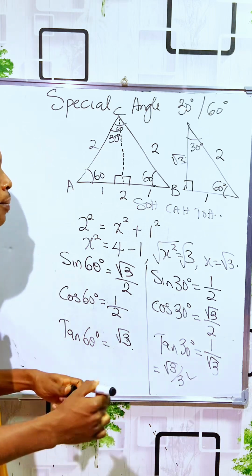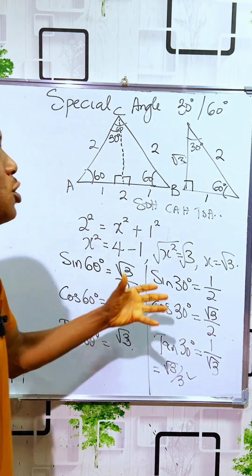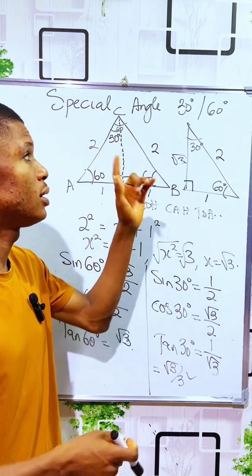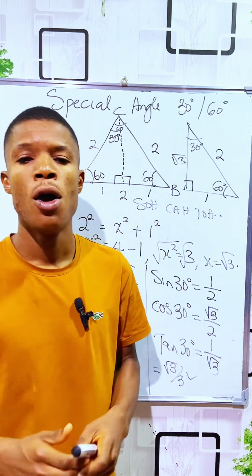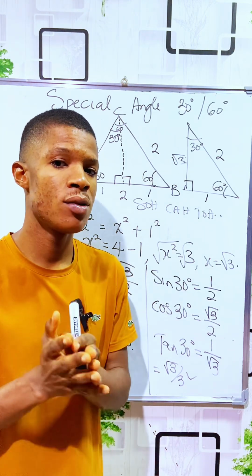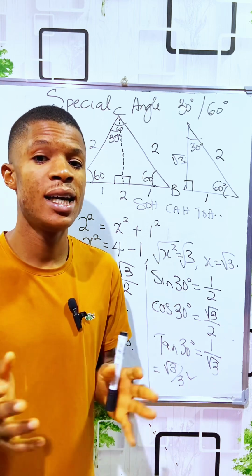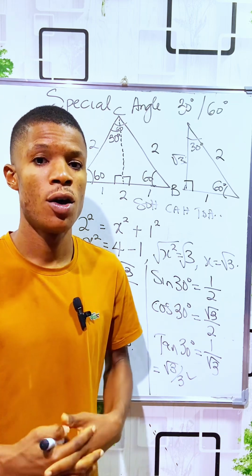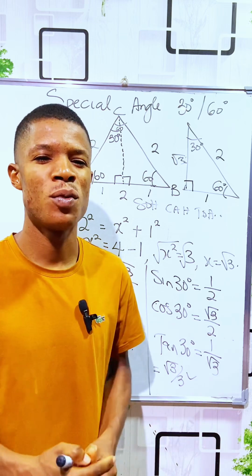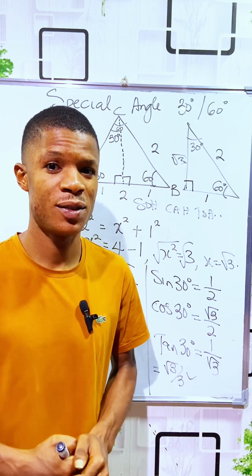And that's the basic trigonometrical ratios for special angles 30 and 60 degrees. Please note that we are going to make use of these special angles in solving all the needed trigonometrical equations. So stay tuned when we solve problems in trigonometry. Bye.